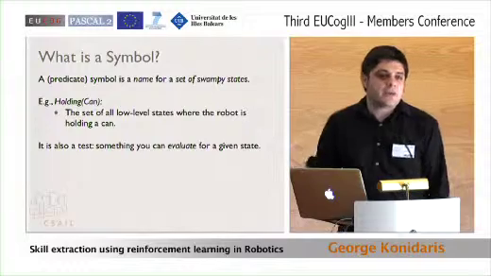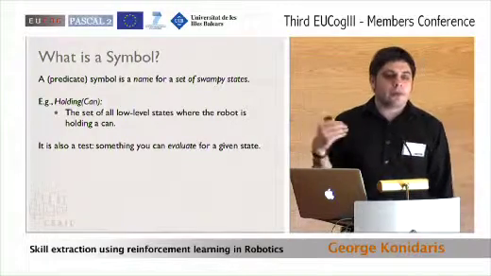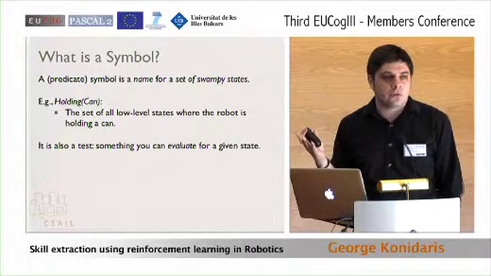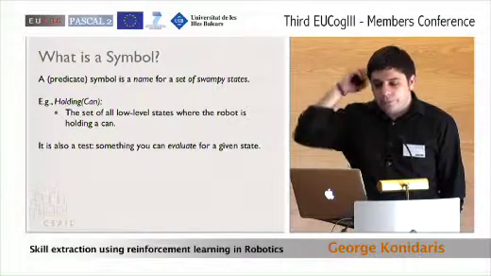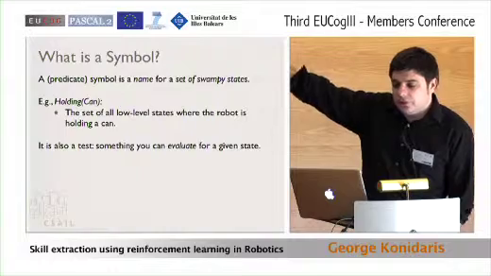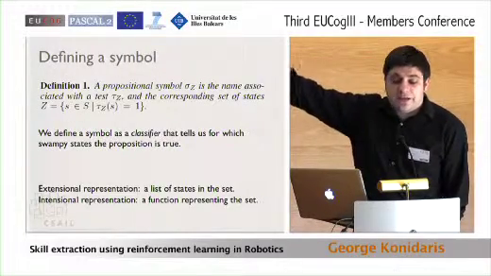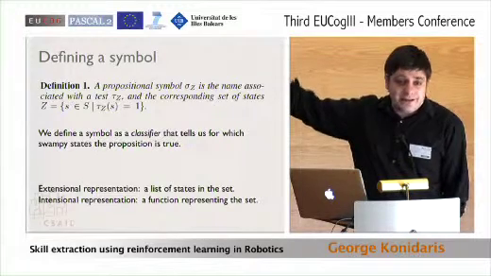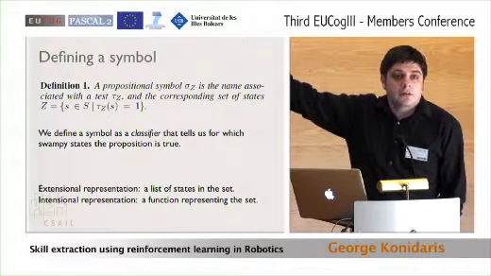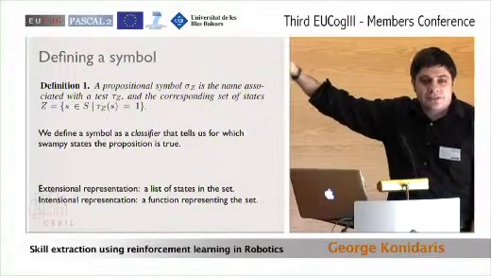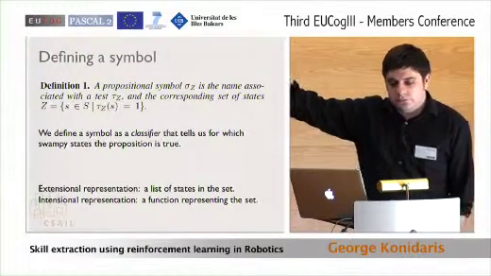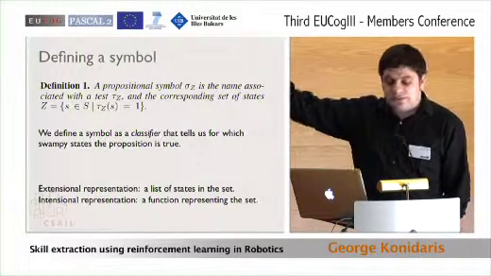It's also a test. You should be able to evaluate the symbol. I should be able to tell you whether the symbol is true in the current state or not. Otherwise, the symbol is not useful. It's not grounded. So we can define a propositional symbol as the name associated with a test. And that test comes with a set of states. So that's basically a classifier. Right? This should be familiar to machine learning people. It's a classifier. It's a thing that says, for which states in the world is this thing true? For which swampy states is this thing true?